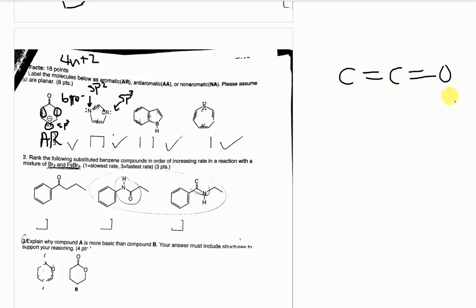Let's say we had this. This is sp2. Well, this is actually not sp2. It's less than that. It's just sp, right? So I have 2 groups on this carbon, that's sp.